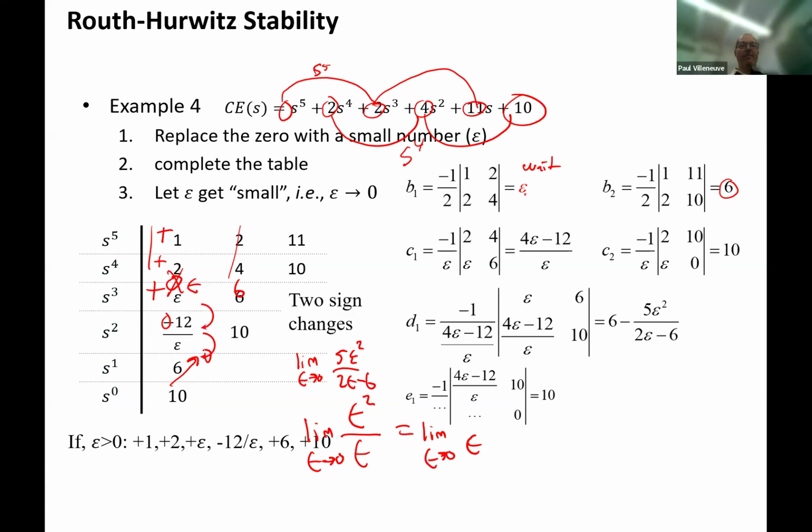And also, if you have any zeros in here, it's an unstable system. You have at least one pole in the right half plane. What if it's S5, and then there's no S4, and then S3? If this was zero, then it's an unstable system.